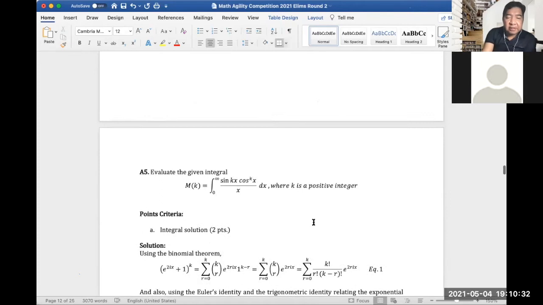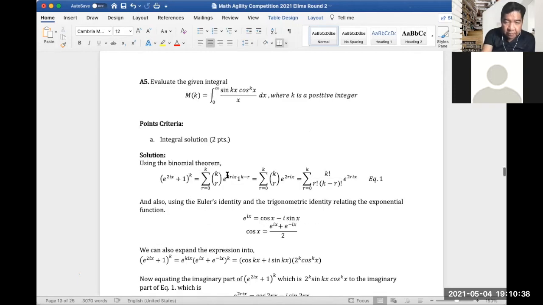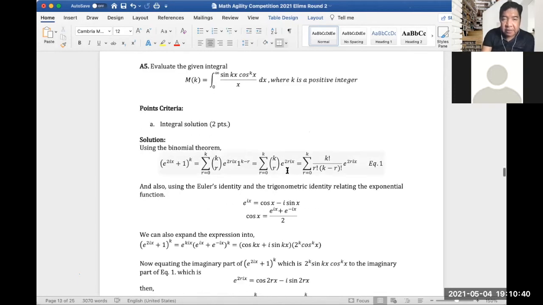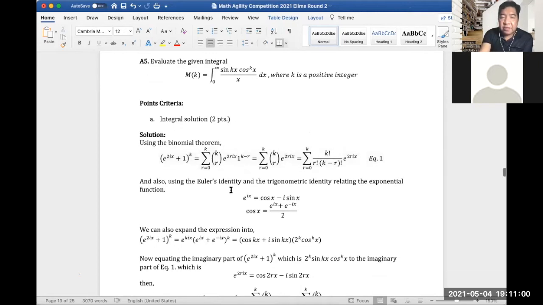So next is an integral of this form. Okay, so for question number 5, evaluate the given integral. So M_k equals the integral of sine kx cosine to the kx divided by x dx from 0 to infinity, where k is a positive integer. So let's use the binomial theorem.